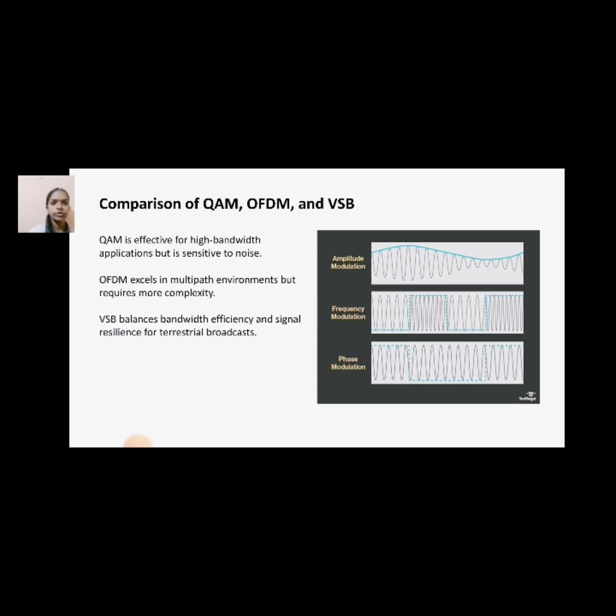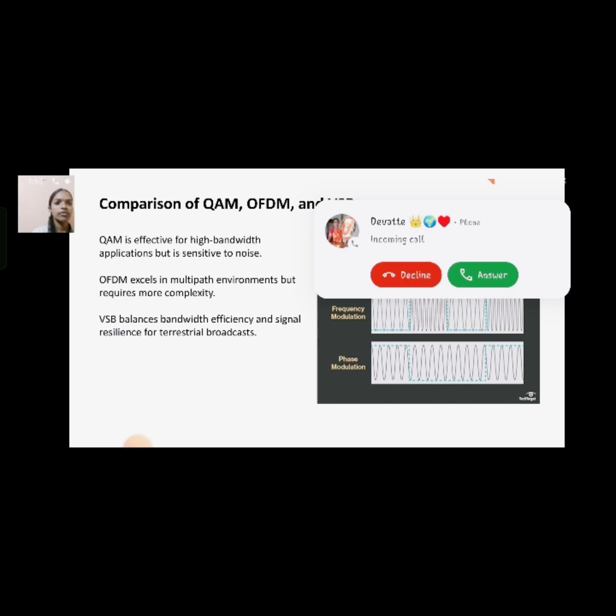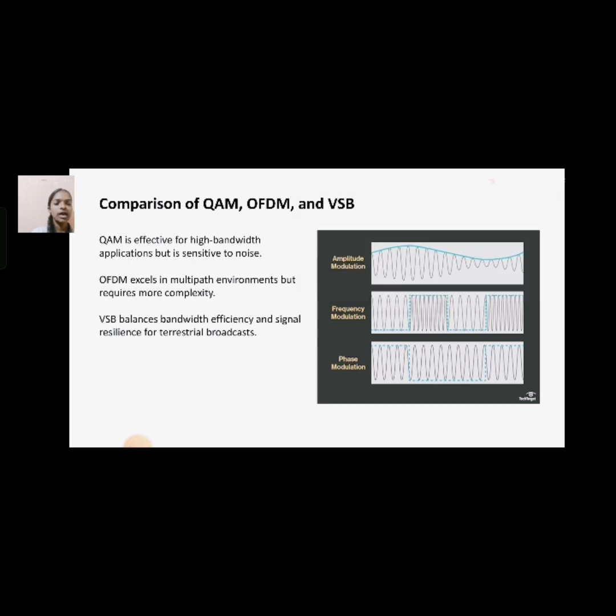Then the diagram shows amplitude modulation, frequency modulation, and phase modulation. In amplitude modulation, only the amplitude of the wave varies, while the frequency and phase of the wave remain the same. In frequency modulation, only the frequency of the wave changes, and the amplitude and the phase remain the same. In phase modulation, the amplitude and frequency remain constant, only the phase of the signal changes.